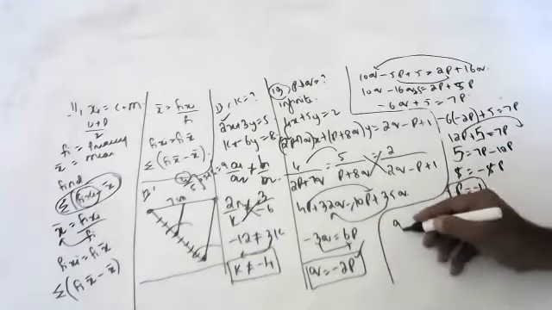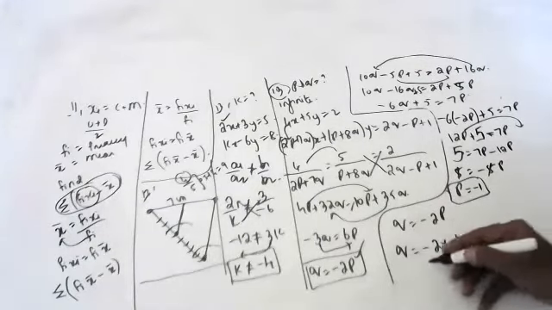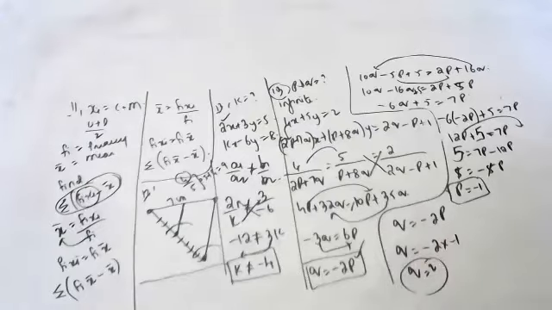So children, we know q is equal to minus 2p. How much, children? q is equal to minus 2 into minus 1. q is equal to 2. Okay, children? Like this we have to do. Next question.